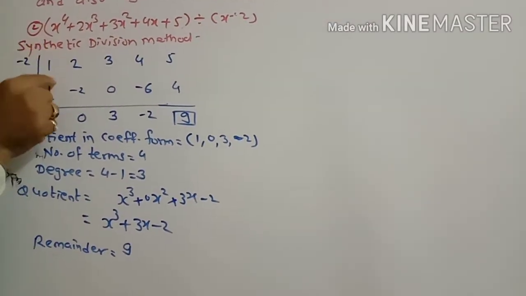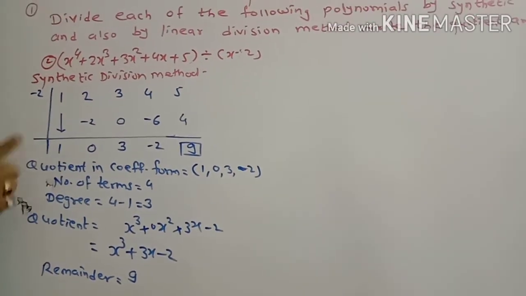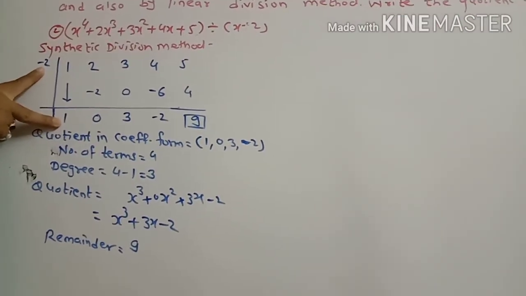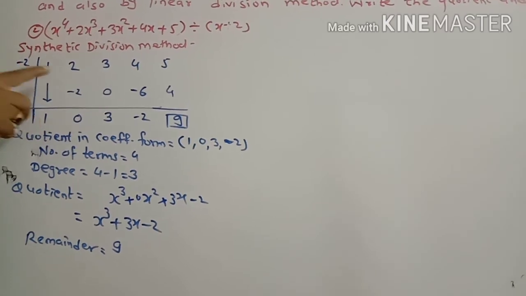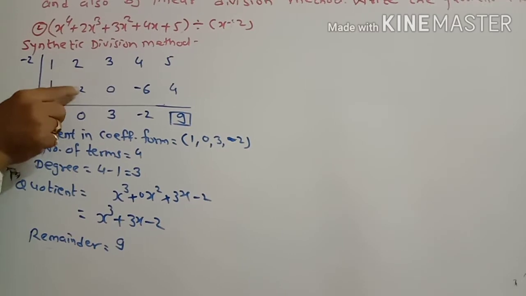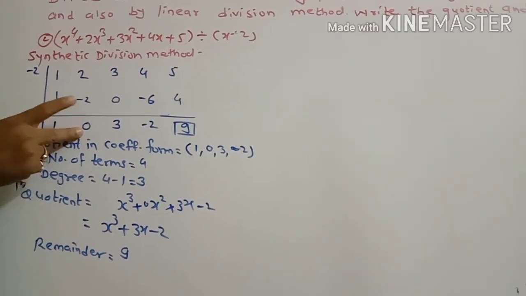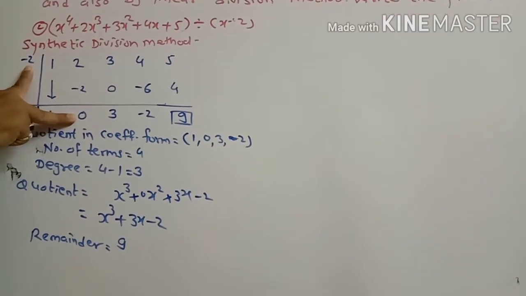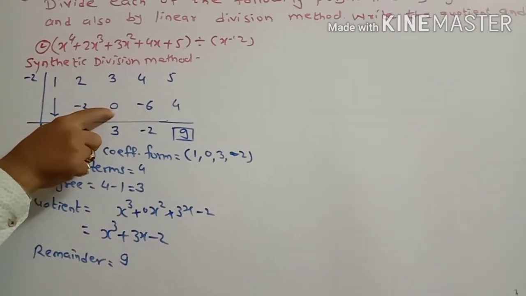Then write the first coefficient as it is below the horizontal line in the third row. Then take the product of this 1 and minus 2, that is minus 2. Write this product below the second coefficient in the second row, that is 2 and minus 2. Addition of this, 2 minus 2, is 0. Again take the product of the addition and the constant term minus 2: minus 2 into 0 is 0. Write this product below the third coefficient.